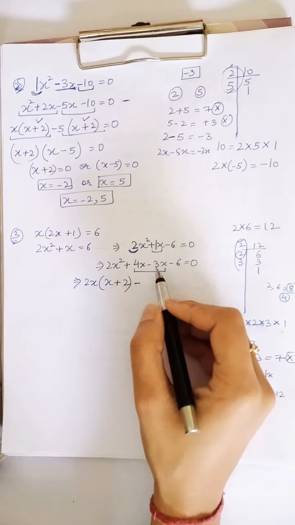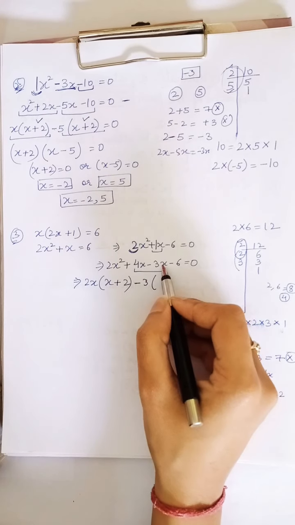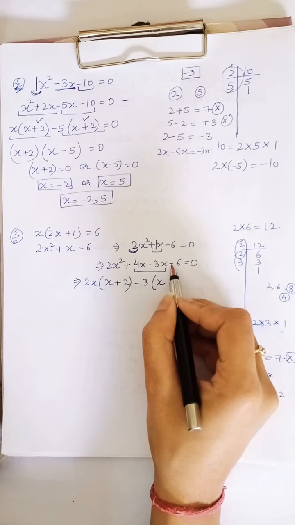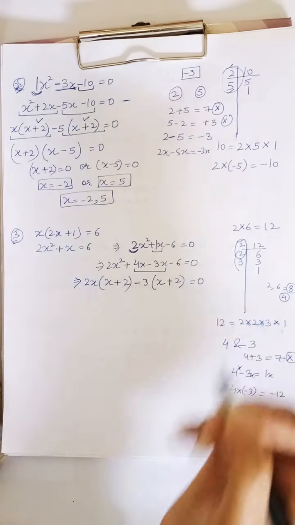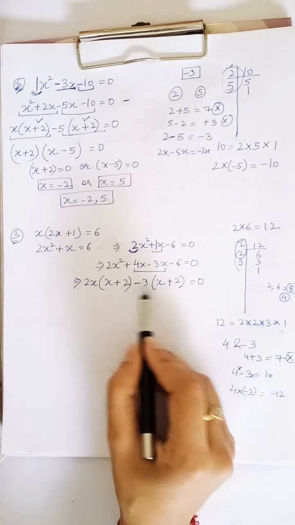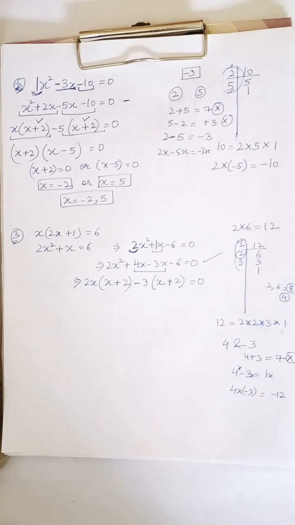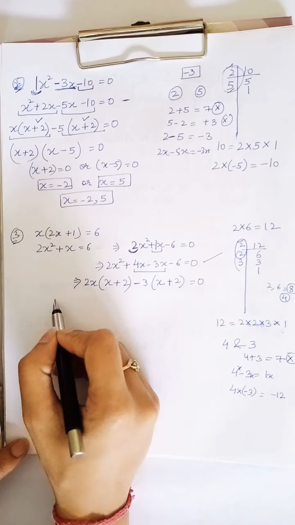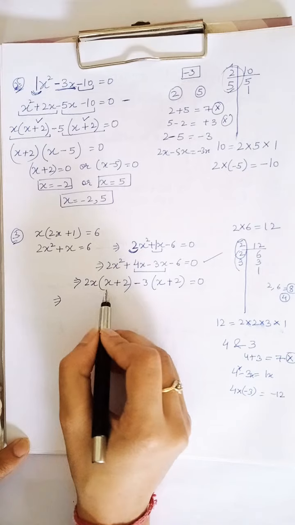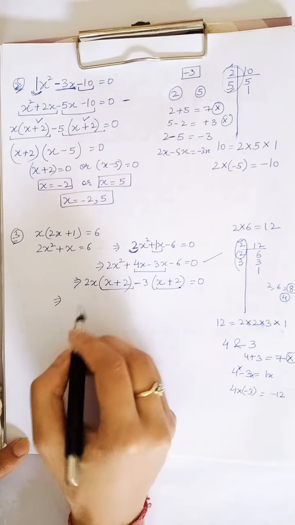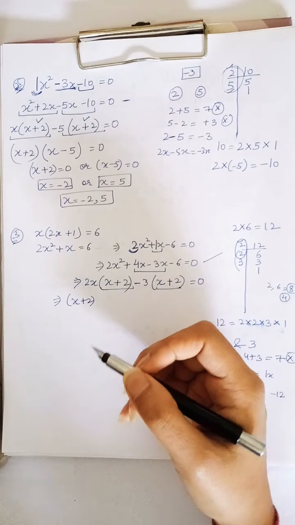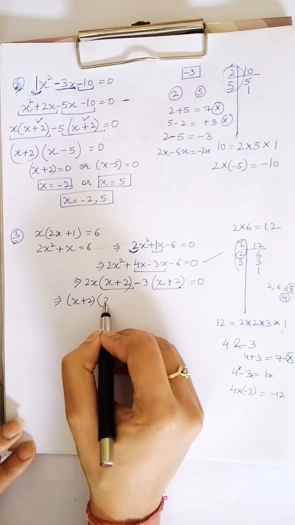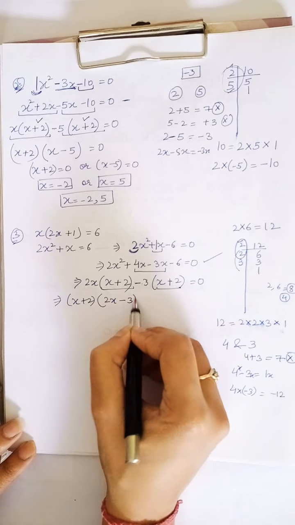From here I will take minus 3 common. Here I will get x. Minus I have taken common, so here it will be plus 2. Now see, again the two brackets are the same, that means our factors are right. Now again this term is common in both, so I am taking it common, x plus 2. From here I will get 2x, and from here I will get minus 3.